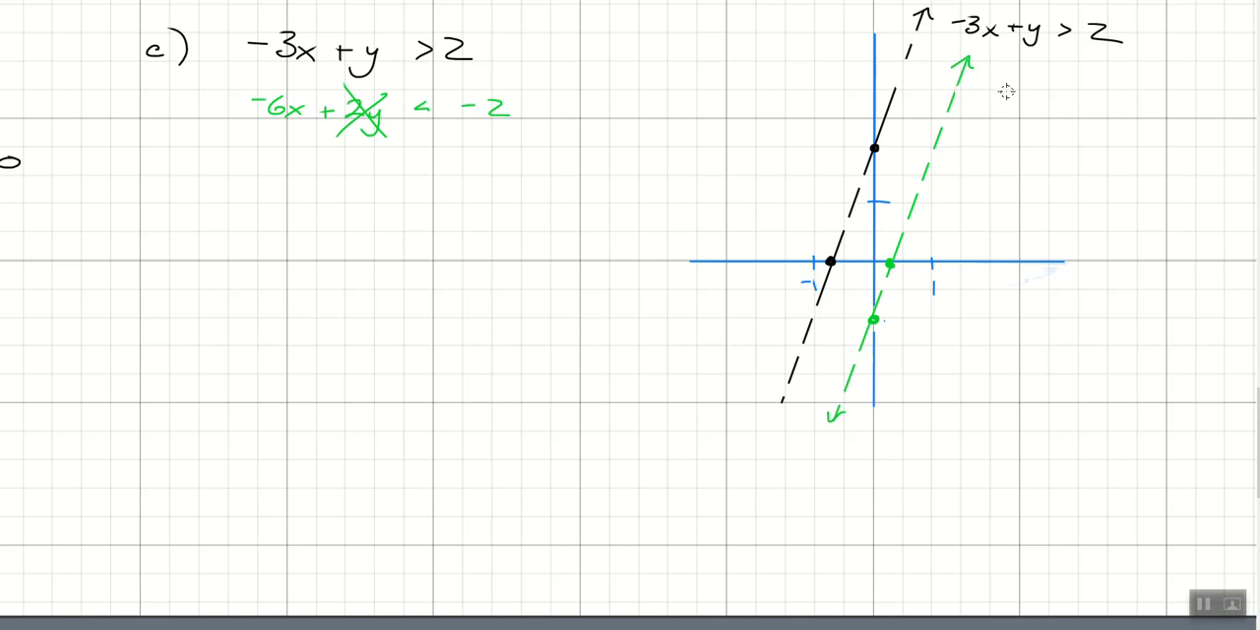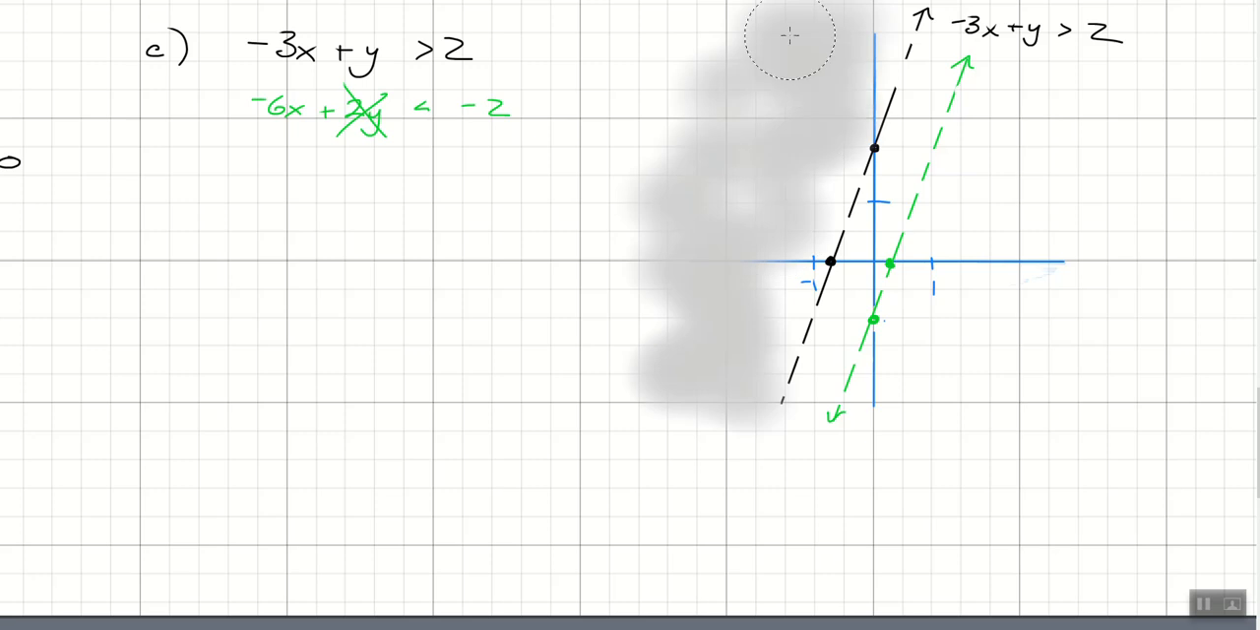Can I use 0, 0 again? I wish I'd had an example where we can't. If any of your curves run through 0, 0, don't use that as a test point. Okay, so let's try 0, 0 with the black. 0 plus 0 is greater than 2, true or false? False, which means I'm going to use gray so I can see it a little bit easier. If that's false, everything over here, not including it, just got shaded.